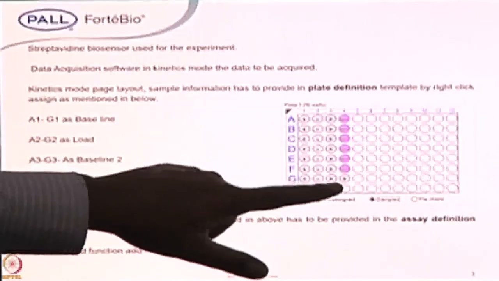So one last column I will put as a blank buffer, just only the SD buffer. Why we need a reference is that sometimes even the buffer can give artifacts, the system can generate artifacts. To subtract those data, we need a blank reference.